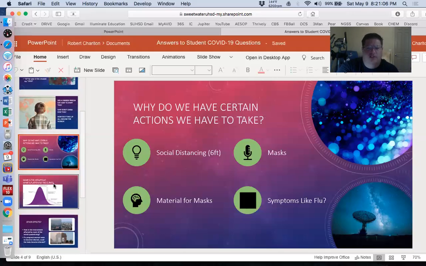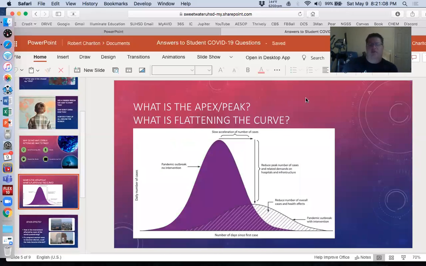All right, more questions you had. Words that are being thrown out all over the news, and you're like, what the heck are they talking about? All right, things like apex, peak, flattening the curve. Okay, so I got a graph here. This is all based off a graph of the number of people that have the virus, if you think of it this way, okay? And so in March and then into April, we were right in here.